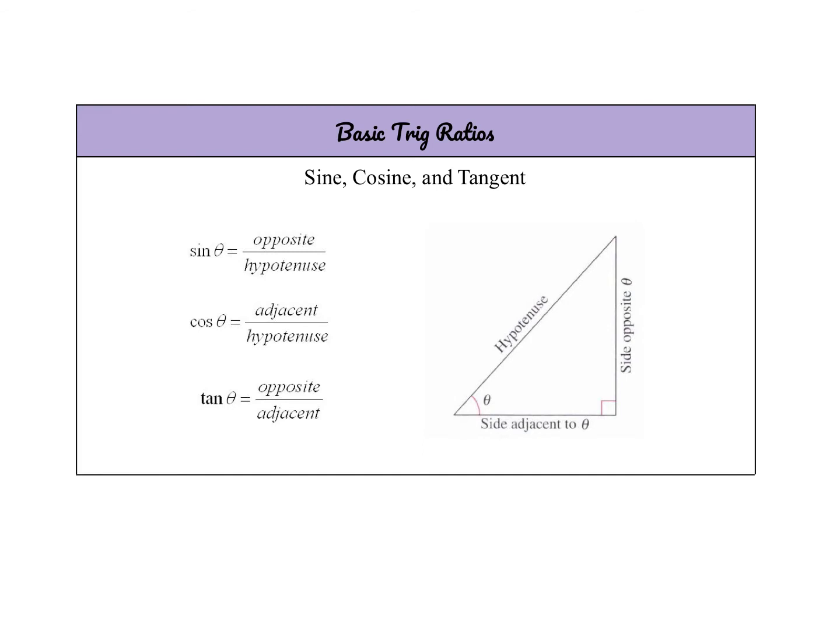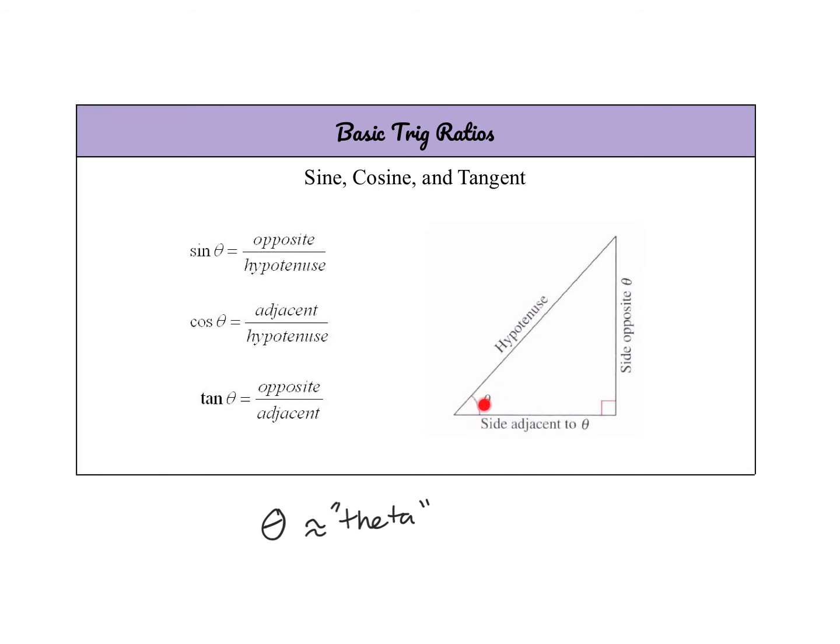Okay, so first, let's talk about how to name the different sides of a triangle based on the angle you're working with. So let's say we're working with this angle down here, theta. So just so you know, this is a Greek letter, theta. Theta is how we read it. And it's just a variable that we use to signify an angle. It's probably the most common thing you'll see to show an angle.